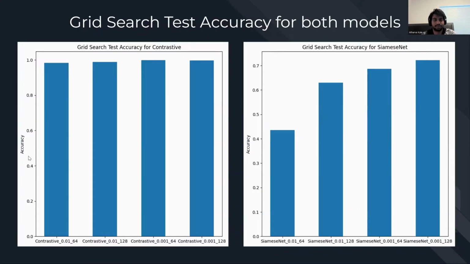Now, talking about the grid search test accuracy for both the models. When directly comparing the best configurations, the Siamese model achieved about 72% validation accuracy, while the contrastive model dominated with around 99% validation accuracy. The F1 scores and losses also echoed this trend, with contrastive producing near perfect separation. But it's important to recognize that while contrastive showed better test metrics, Siamese networks demonstrated more stable learning curves, which is critical for some real-world applications.